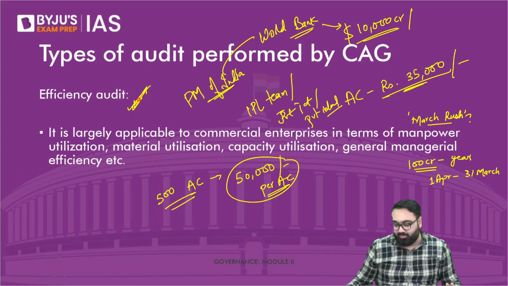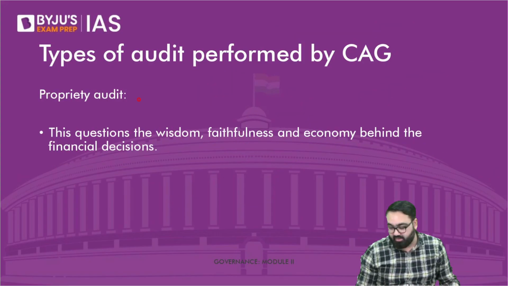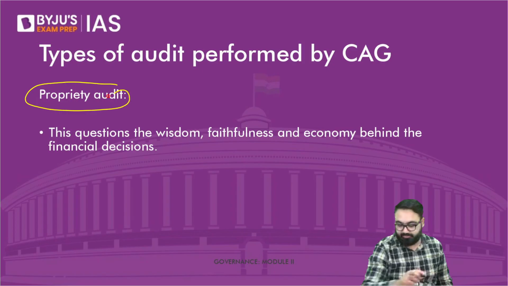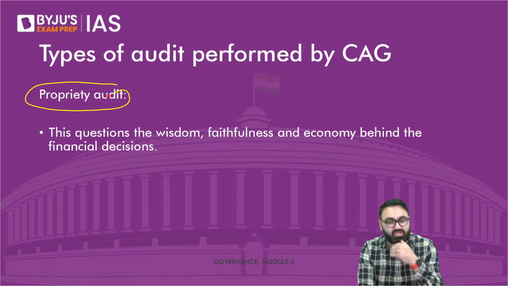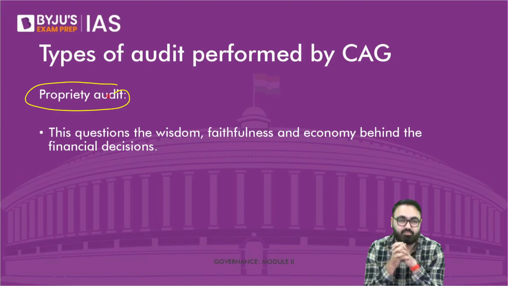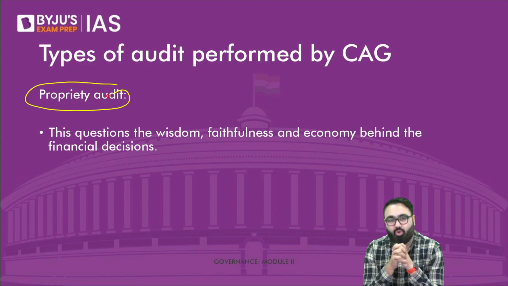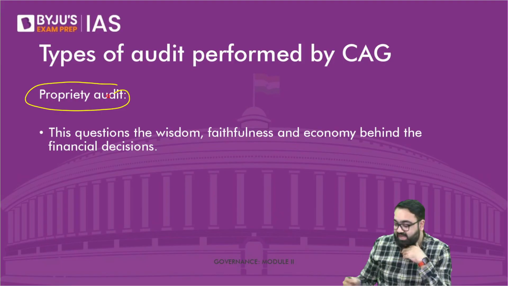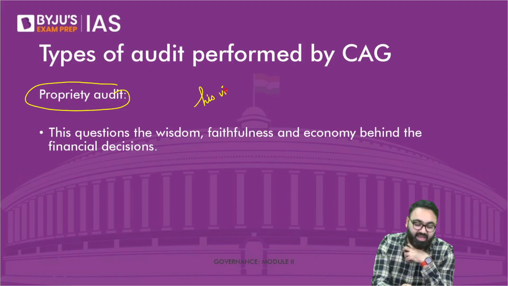Now comes the most important one and the most debatable one. This is called proprietary audit. Proprietary audit is the most important one. This is also the most debatable one and the most criticized one as well. Now, please try and understand what exactly is proprietary audit and is it right or wrong? How does it work? The simple idea of proprietary audit is that the CAG in their report not just audits, apart from auditing and everything else, the CAG also writes his views on whether, in his view, the government should have spent money or not.